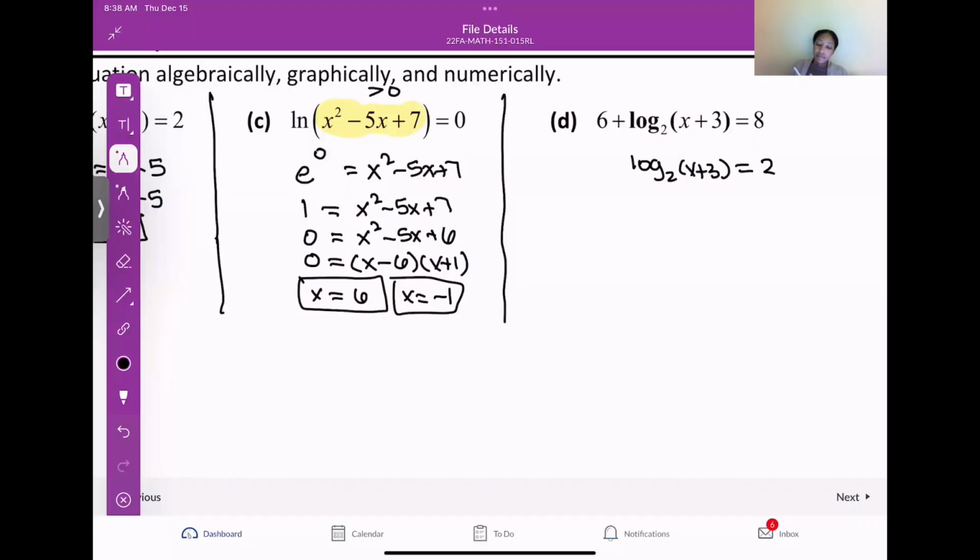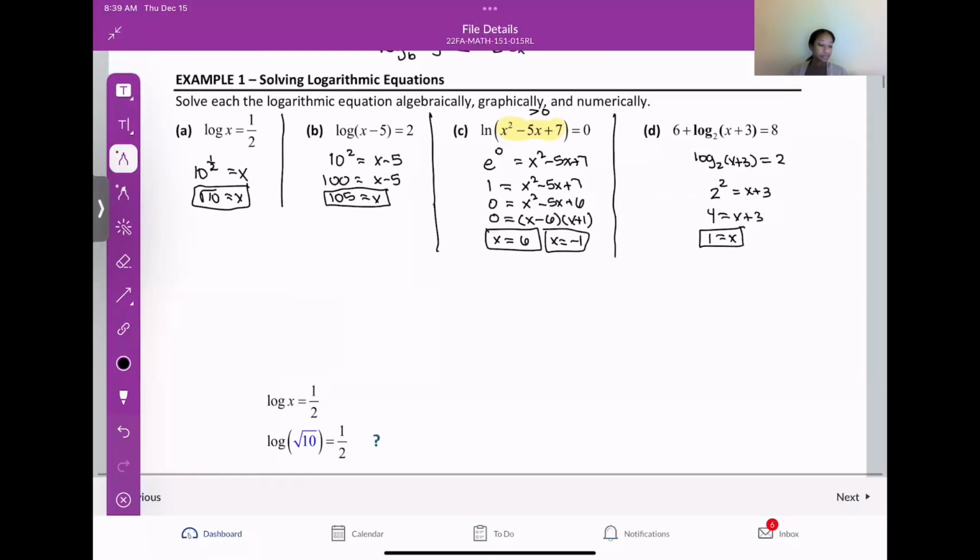Then writing this in exponential form gives us 2 squared equals x plus 3. And that's not bad to solve at all. 4 is equal to x plus 3, and subtracting 3 from both sides gives us 1 is equal to x. And if you check it, this would be true. If we plug in 1, that becomes log base 2 of 4. Log base 2 of 4 is just 2, and then 6 plus 2 is 8. So this does work out.